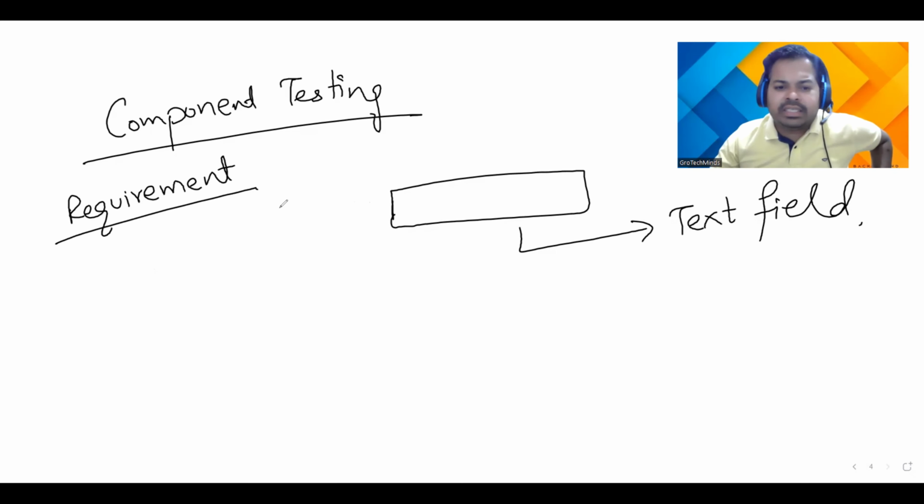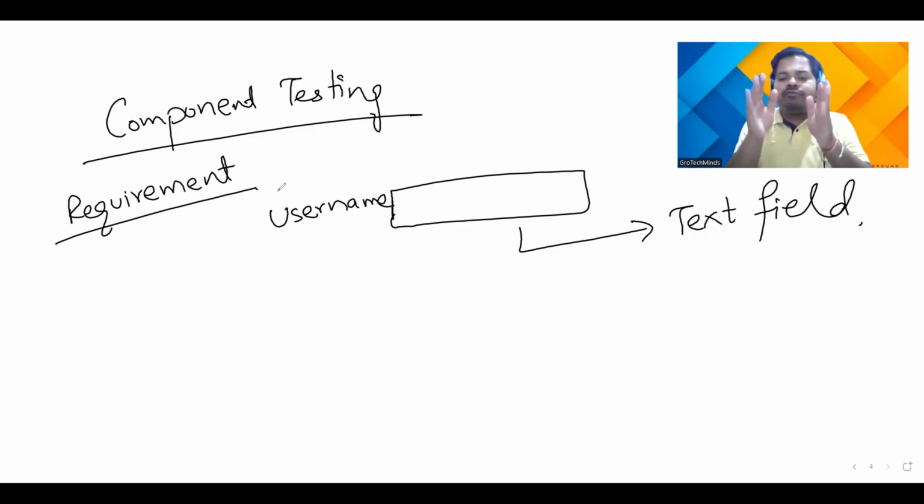So let's suppose that this is a username text field. Take it as an example. Don't worry about which application. If this is my username text field, it will definitely have a requirement, right? So before doing testing called component testing, you must know what this particular username text field will accept.